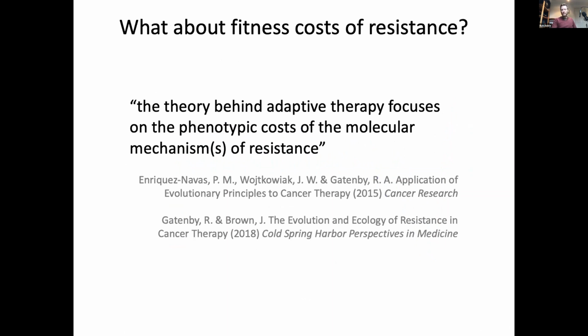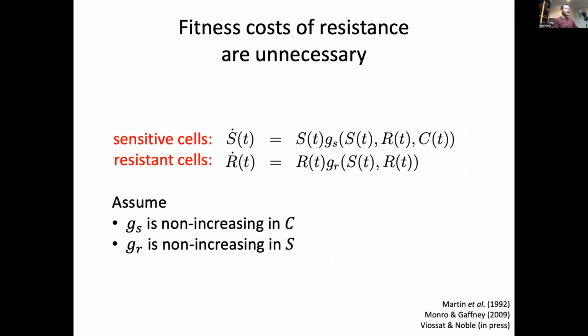So what about fitness cost of resistance? A lot of the theory behind adaptive therapy is focused on the phenotypic cost of resistance. This is something that's been emphasized in many reviews and many previous studies. However, as you'll see in our general model here, we have no cost of resistance. There's nowhere here that we've made any assumption about a cost of resistance.